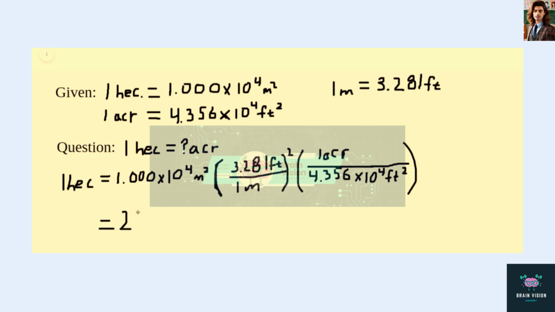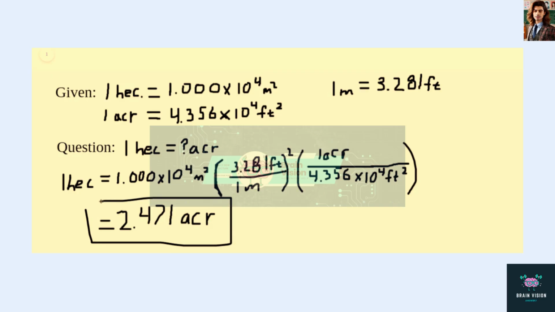find that for every 1 hectare, there is 2.471, and I write 4 significant figures here because that's the accuracy of the values we were given, 2.471 acres. We'll box that in because that's our solution for how many acres there are in a hectare.